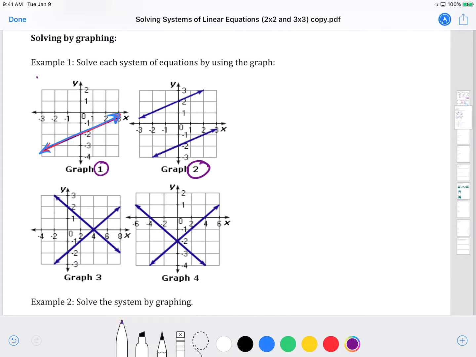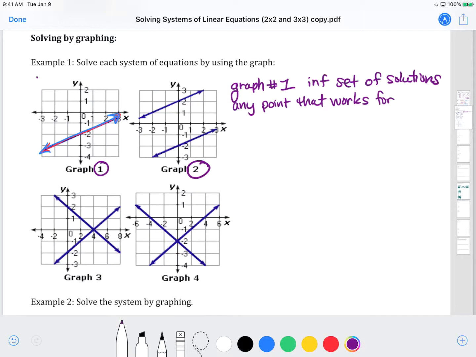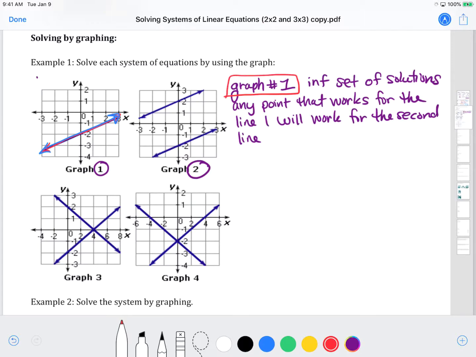So for graph number 1, the solution is going to be an infinite set of solutions. And it's going to be any point that works for line 1 will work for the second line. Okay, so that's for graph number 1.